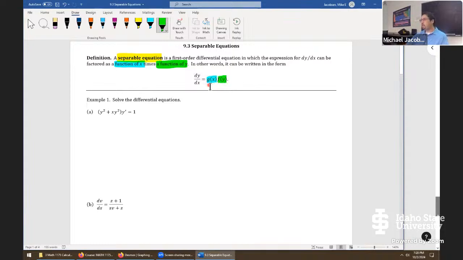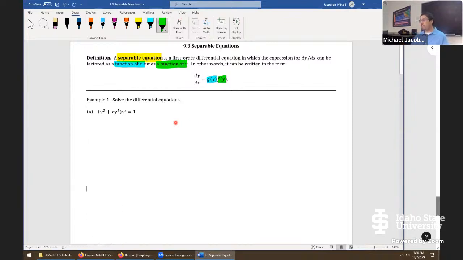So in other words, you're able to completely factor out the x variable or x expressions away from the y variable and y expressions. If you can do that, your equation is separable, which means you can solve that equation by the method we're about to describe.